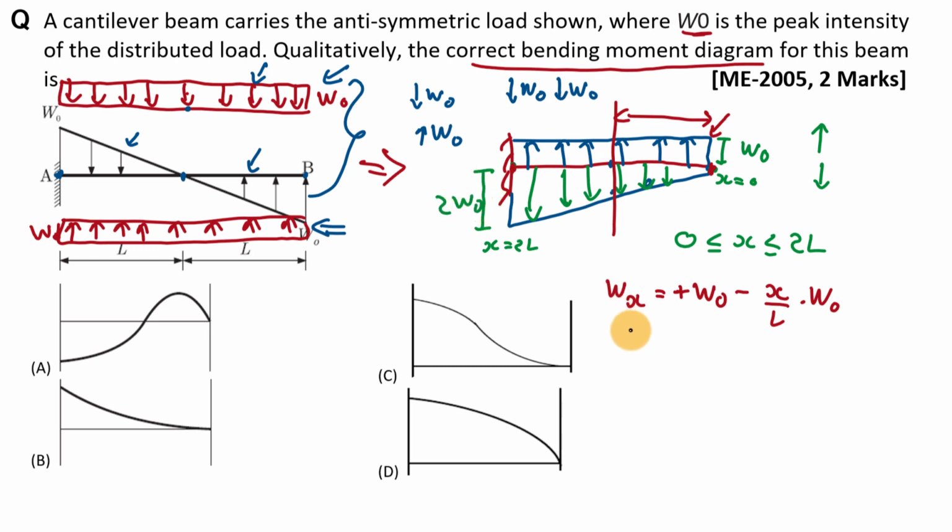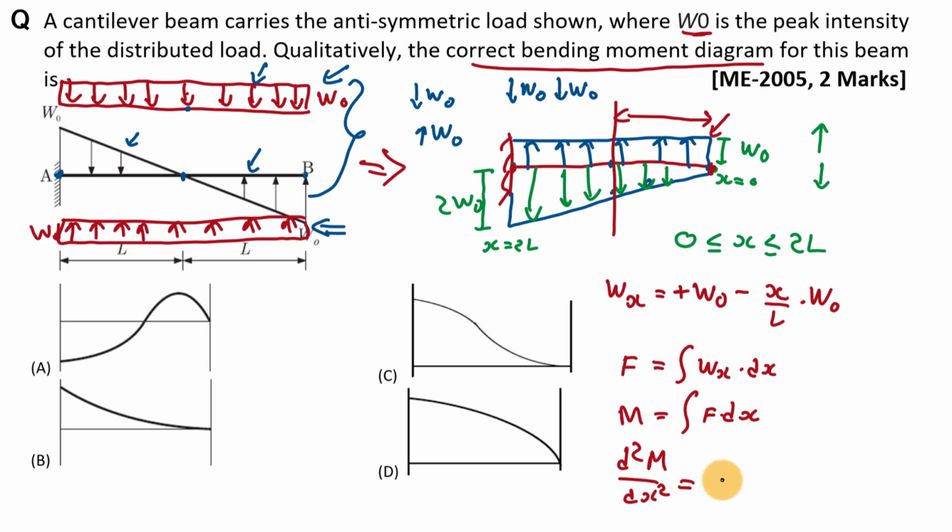Fine. Now we have to follow the same method. We have to find the shear force, that is the integration of Wx, and then take the integration of shear force to find the bending moment. After finding the equation of bending moment, we have to take d square M by dx square. And after getting the expression of d square M by dx square, we have to check its value in two intervals, in the interval 0 to L and in the interval L to 2L.